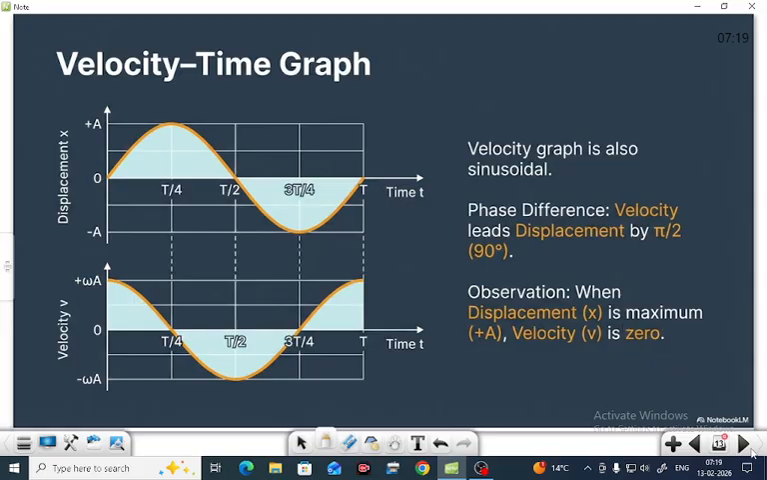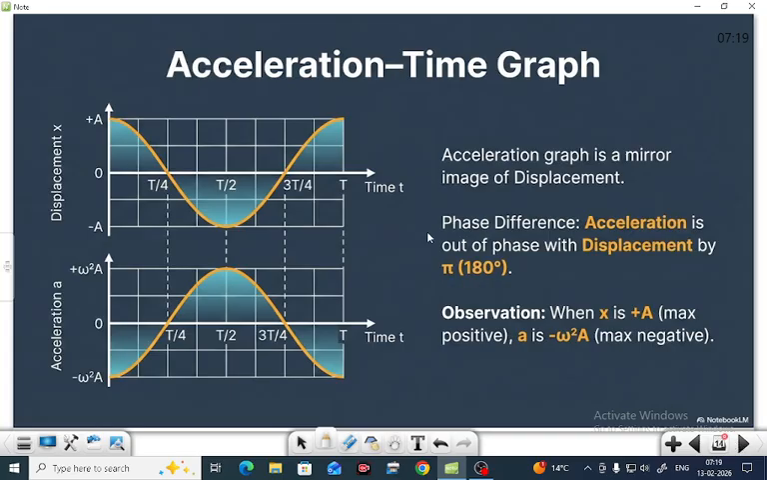We found this also. And this is the acceleration time graph. Acceleration graph is a mirror image of displacement, right? Phase difference: acceleration is out of phase with displacement by pi, or 180 degrees. Where x is plus A, maximum positive, a is minus omega square A, maximum negative. So you get all these graphs also.